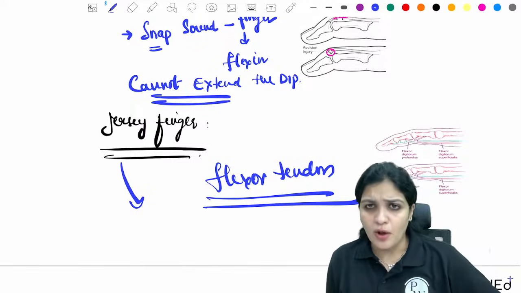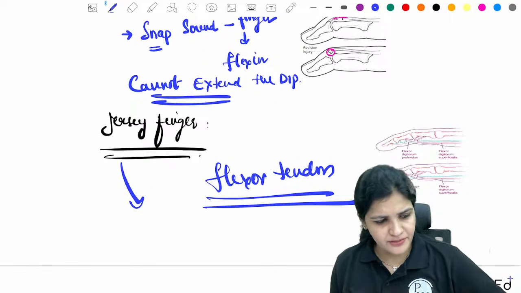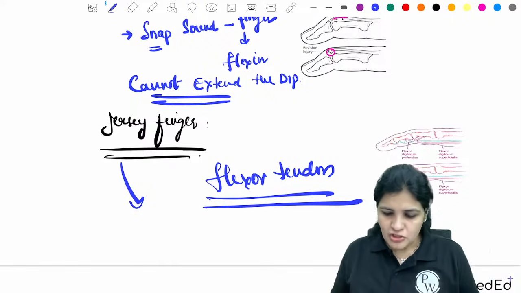Yes, one of the most common carpal bone fractures is the scaphoid. It is very common. So that is it.